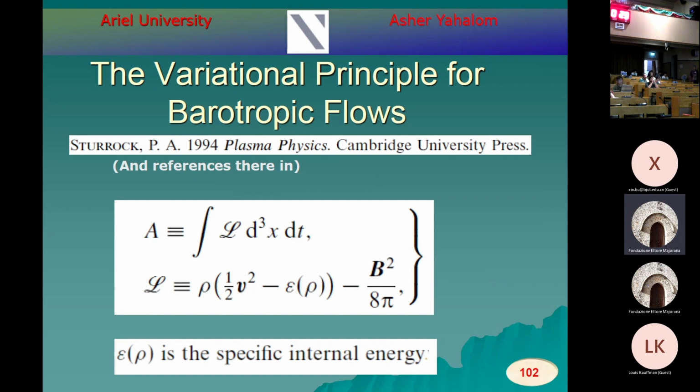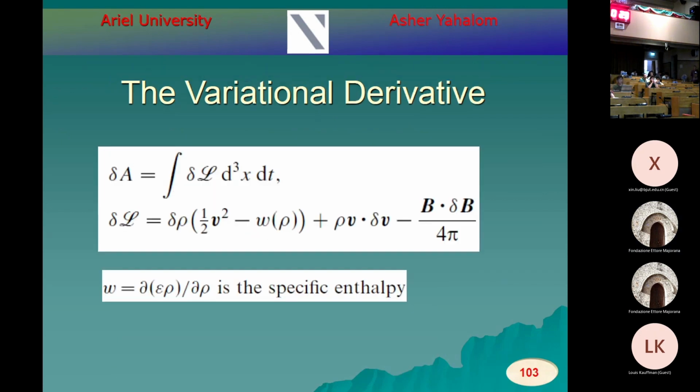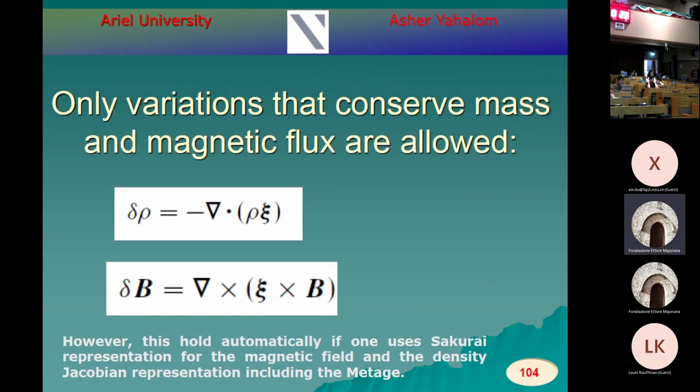And then you look at the book by Sturrock, Plasma Physics from 1994, and he writes the action and the Lagrangian density. He does it only for barotropic flows for some reason. And he writes the variation. W is again the enthalpy. And if you take a density variation, which conserves mass and conserves the magnetic field with this displacement vector psi, you get what you need to get.